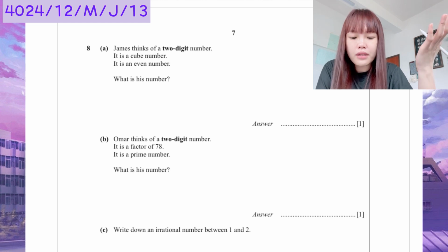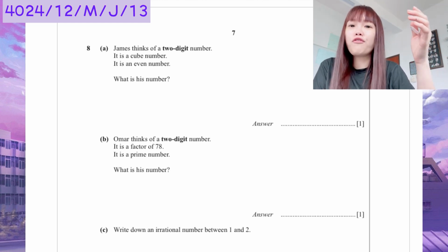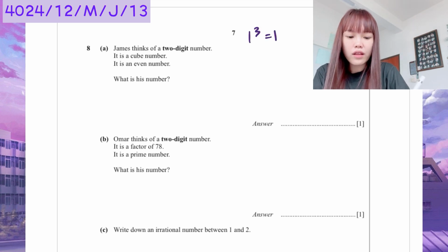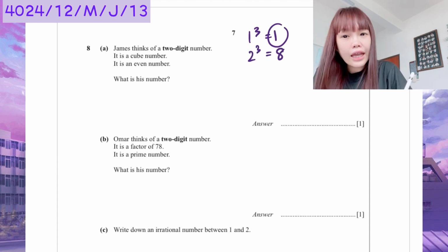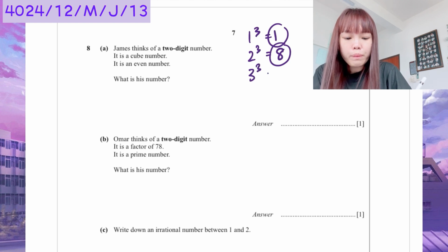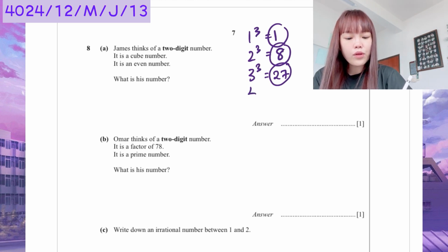Cube number is number that is after you cubed. Okay, for example, 1 cube is 1. So 1 is your cube number. And what is 2 cube? 8. Okay, 8 is also your cube number. What is 3 cube? 27. 27 is also a cube number. So 1, 8, 27 are cube numbers. Okay, besides that, we have 4 cube also, which is 64.